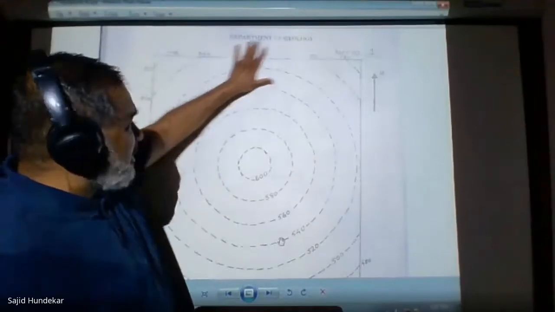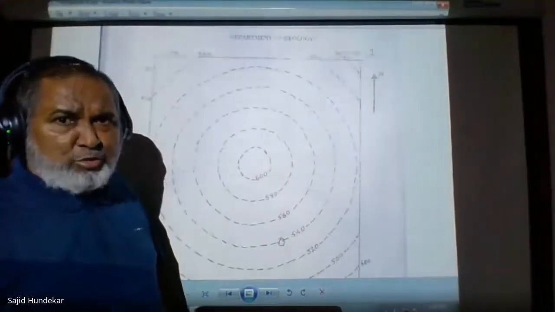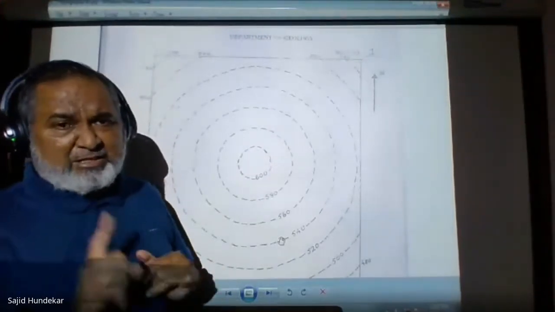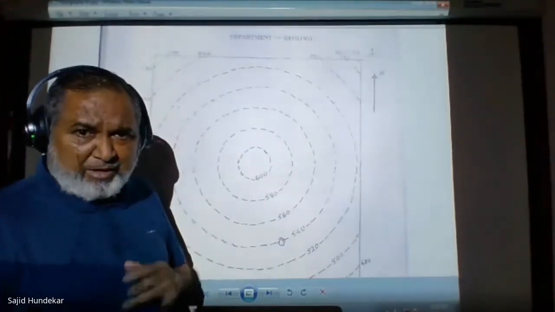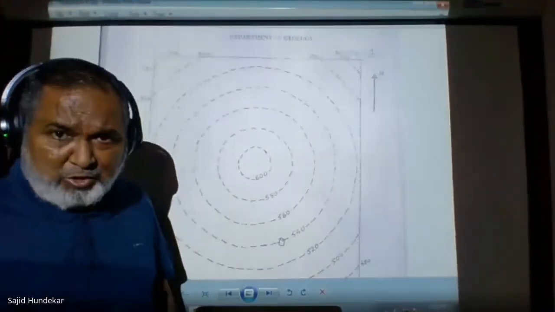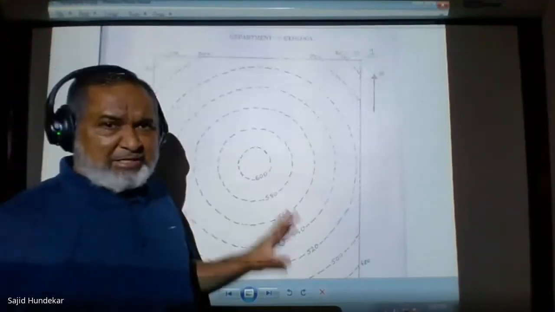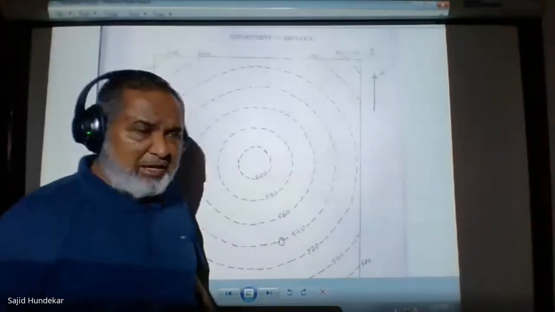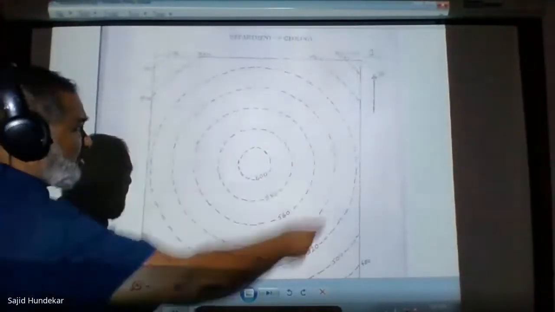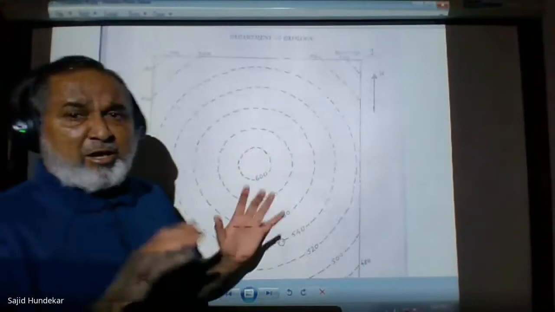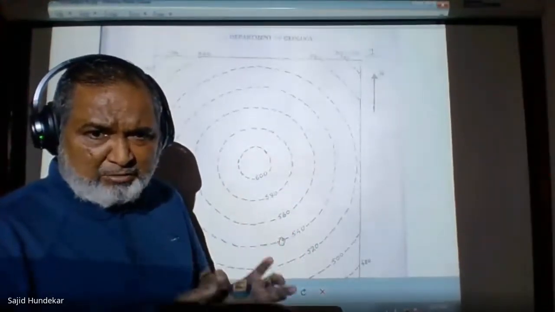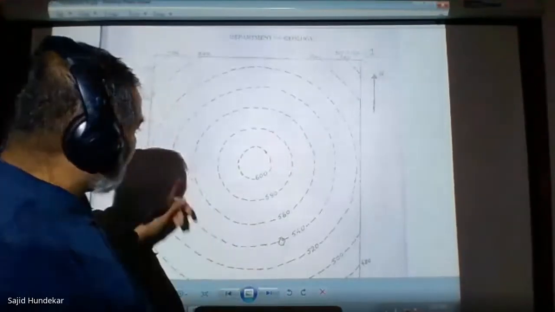When you describe this, there are two questions. First, you have to describe the topography of the map. Second, you have to draw the section. For the first point, describing the topography, what do we write? The given map represents a closed concentric circular contour pattern.